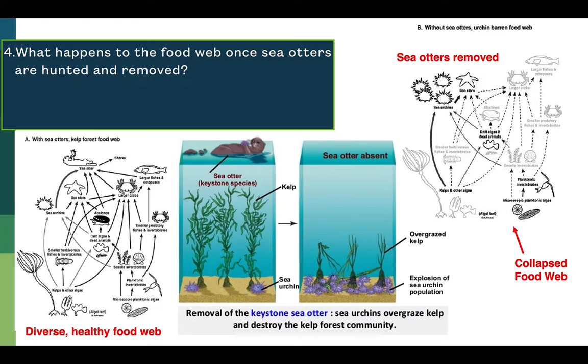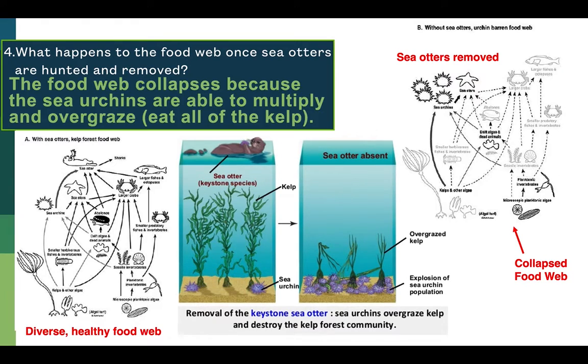Okay, so to go over the answers, what happens to the food web? Hopefully you said something like how the food web collapsed because the sea urchins overpopulated without their predator present. The food web collapsed because their predator wasn't present to keep their sea urchin population in check.